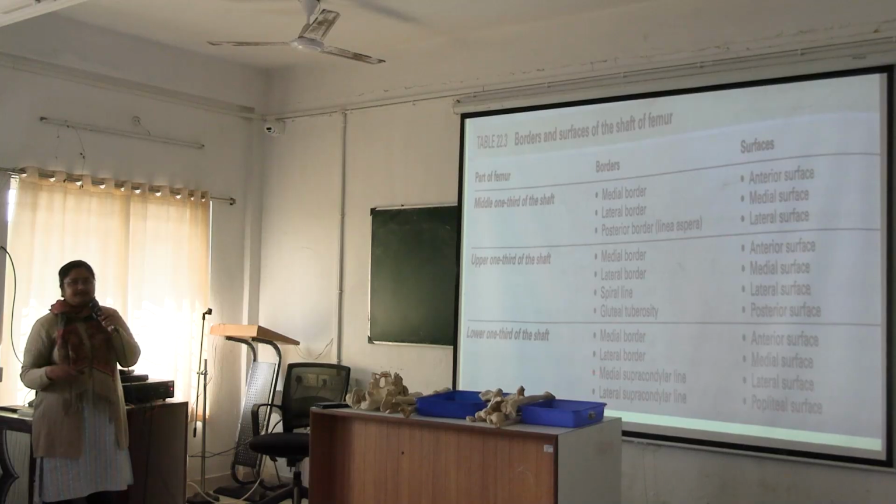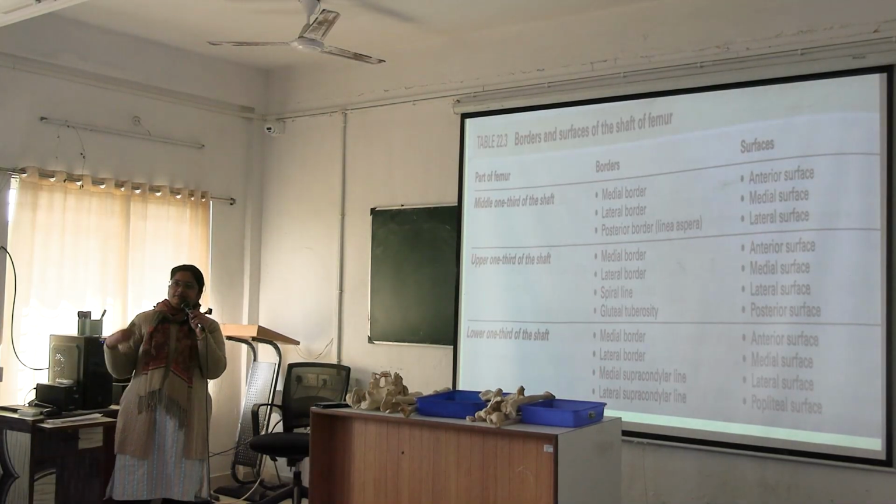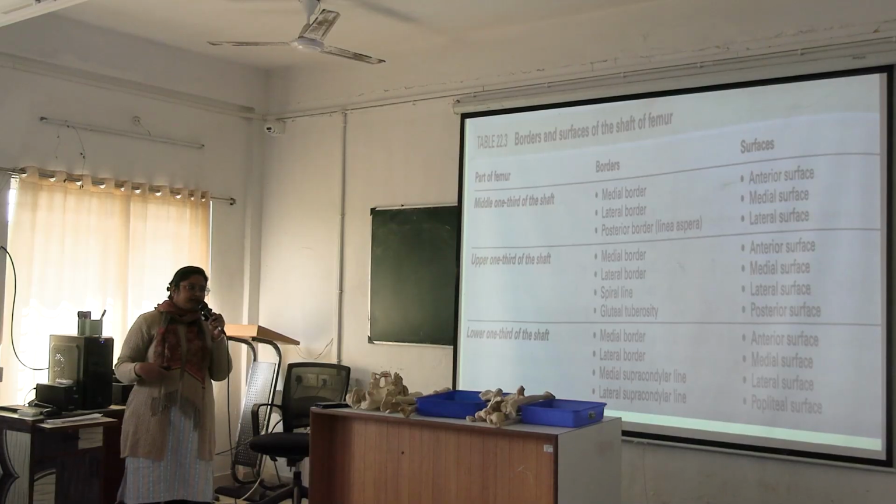So these are the borders and surfaces. Borders are not very prominent. Only the linea aspera, or posterior border, is very prominent.